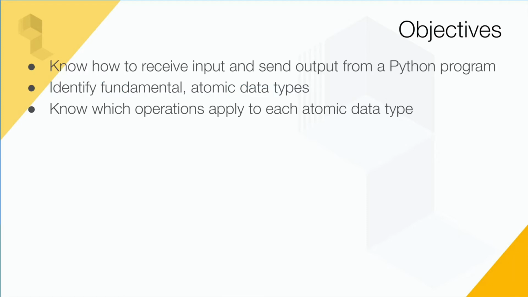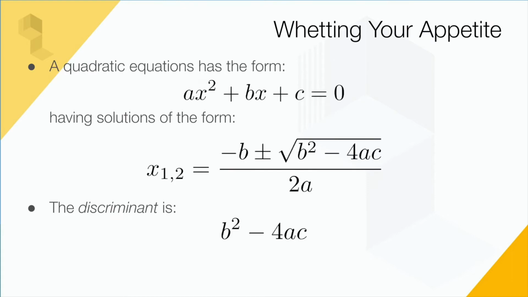By the end of this section, you should know how to receive input to and send output from a Python program, identify the integer, floating point, Boolean, and string atomic types, and know which operations apply to each atomic data type. So let's start with an example.